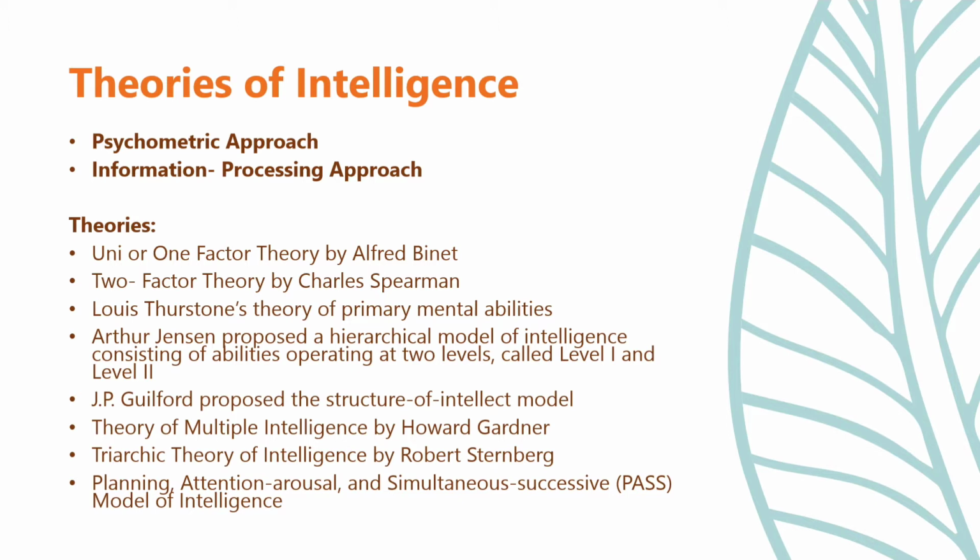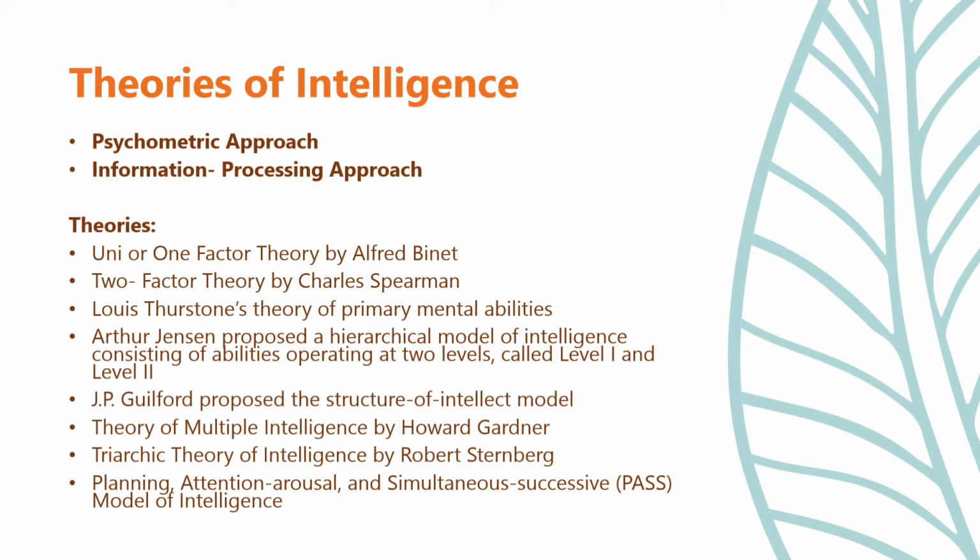Theories of intelligence. The first theory of intelligence is the uni or one factor theory by Alfred Binet. In his theory, he conceptualized intelligence as consisting of one similar set of abilities which can be used for solving any or every problem in an individual's environment. Hence, his theory came to be known as the one-factor or unifactor theory of intelligence.